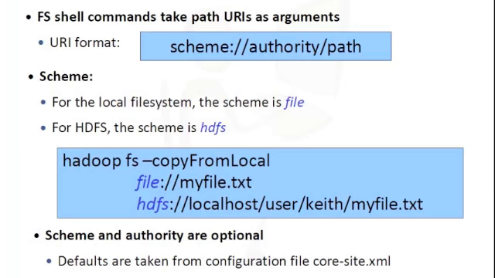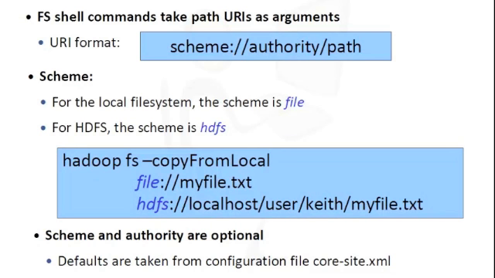As we saw for the ls command, the file system shell commands can take paths as arguments. These paths can be expressed in the form of Uniform Resource Identifiers, or URIs. The URI format consists of a scheme, an authority, and a path. There are multiple schemes supported. The local file system has a scheme of file. HDFS has a scheme called hdfs.